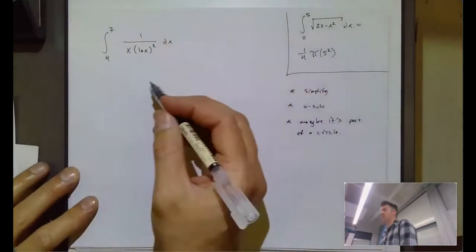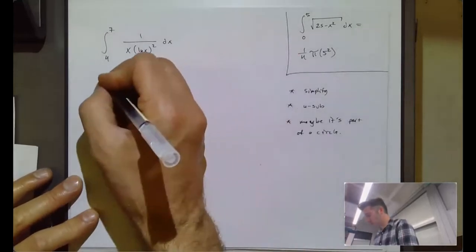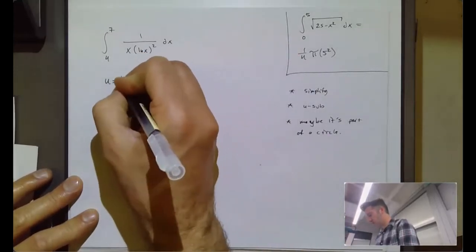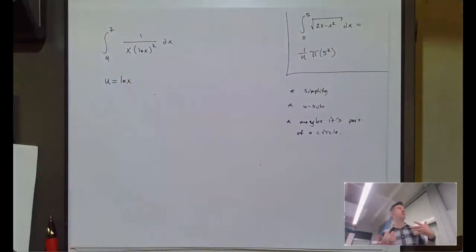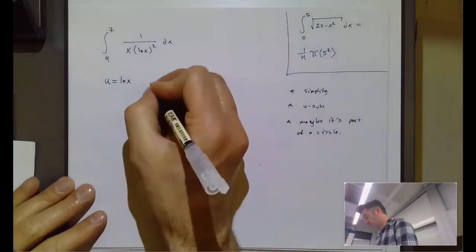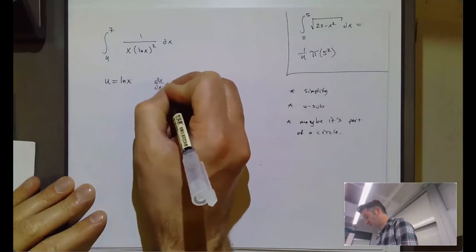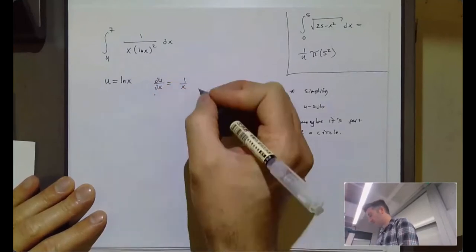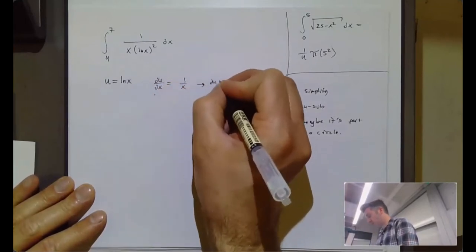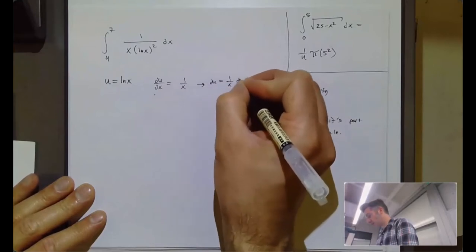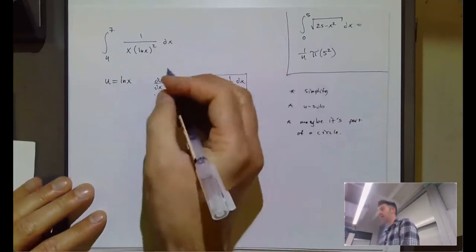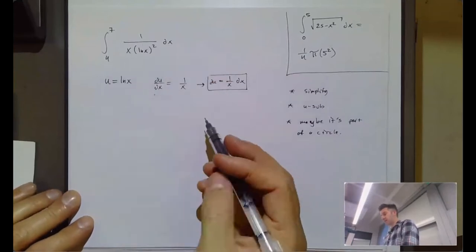But here, it's a U sub. We're going to let u equal the natural log of x for the usual reasons: its derivative is in there and it's stuck. Our derivative, du dx, is 1 over x. So our du is 1 over x dx. I have exactly that, a 1 over x dx.